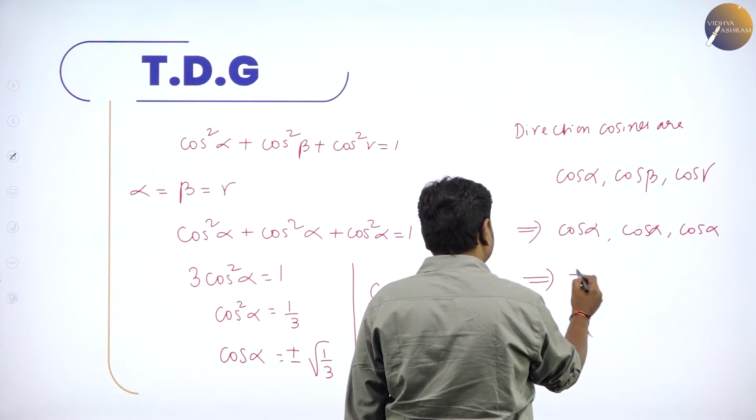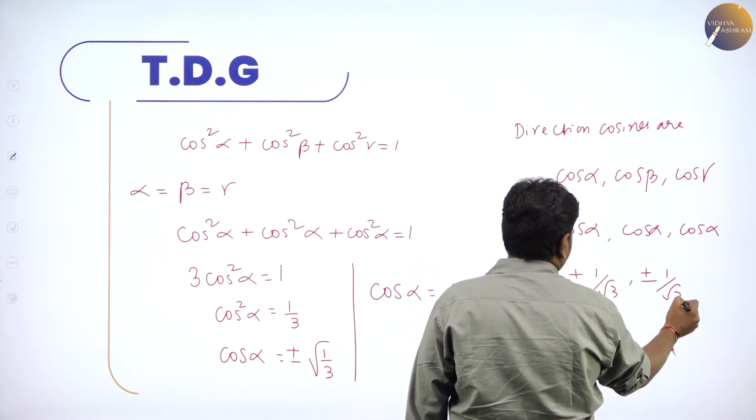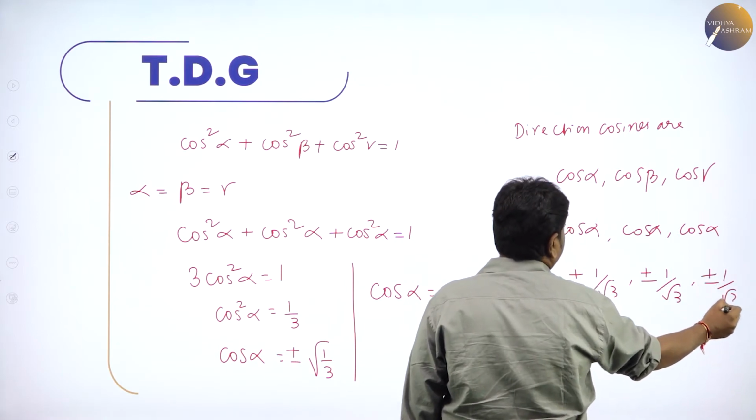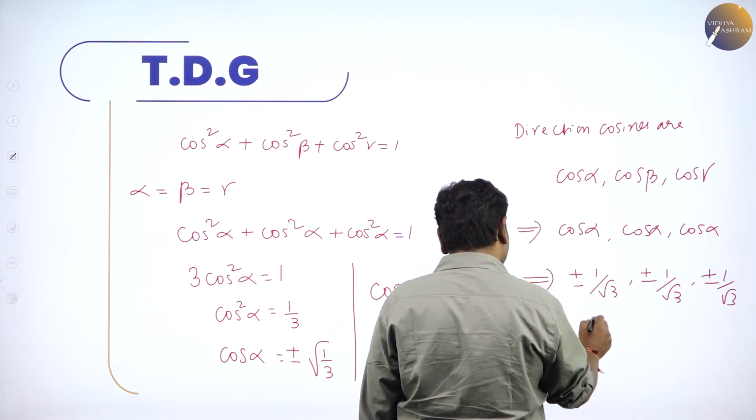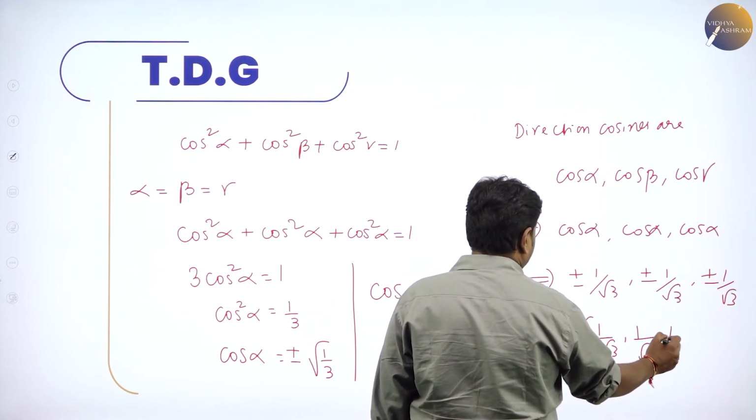That is plus or minus 1 by root 3, plus or minus 1 by root 3, plus or minus 1 by root 3. You can club however you want. It means take plus or minus 1 by root 3. All may be positive, all may be negative, like that you can rearrange.